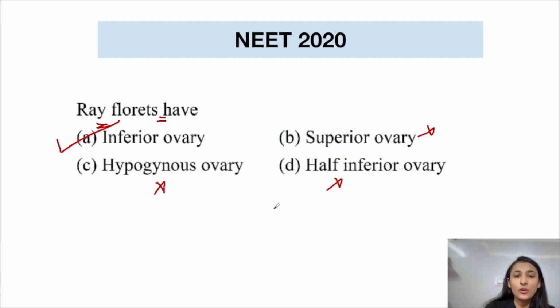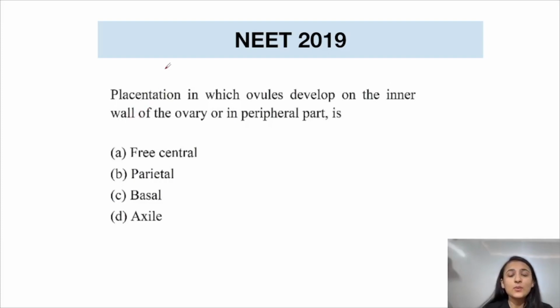Okay, so let us move forward now. This question is from NEET 2019. Placentation in which ovules develop on the inner wall of the ovary or in the peripheral parts? See, this is a very direct question. Whenever you come to this term peripheral part, you can automatically relate it to parietal placentation. Because whenever the ovules would be present on the periphery or on the inner wall of the ovary, the placentation would be parietal always. These are like the keywords in parietal placentation.